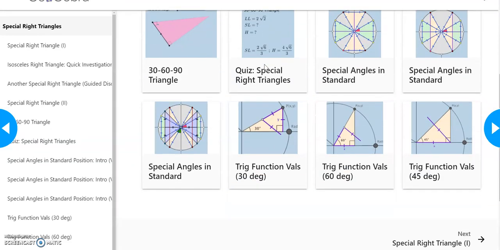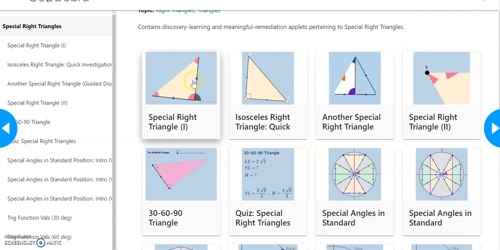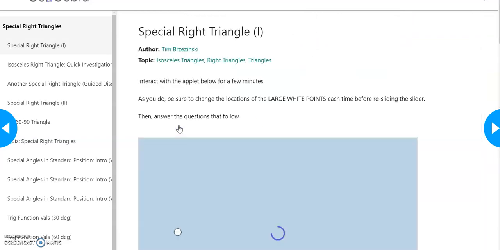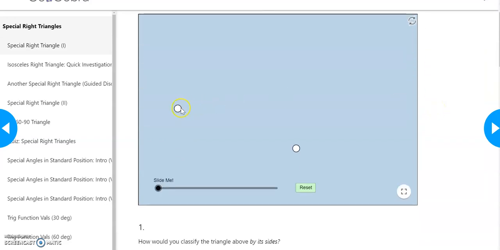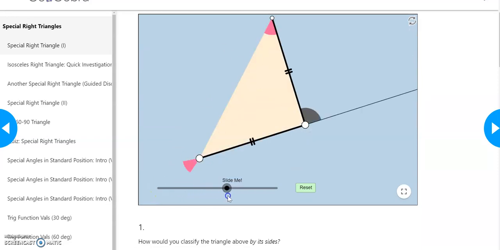So you can see there's a lot going on this page, which is why I specified these first 5 for them to use. They just click on one of these special right triangles. It walks them through at the top as to what to do. You can move these little white points around, and this allows them to create a triangle. And it walks them through the process of that triangle being created.